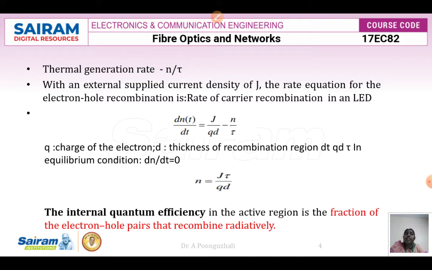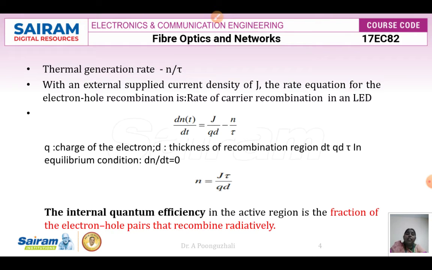So here when an externally supplied current density of J is applied, the rate equation for the whole electron hole recombination can be given as dN of t by dt is equal to J by QD because of the current carrier, minus the thermal generation rate N by tau, where Q is the charge of the electron, D is the thickness of the recombination region. In an equilibrium condition, your rate of electron hole recombination is going to be 0. That means dN of t by dt is going to be 0.